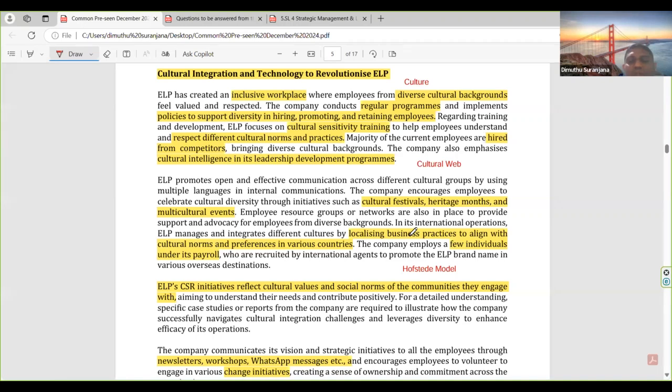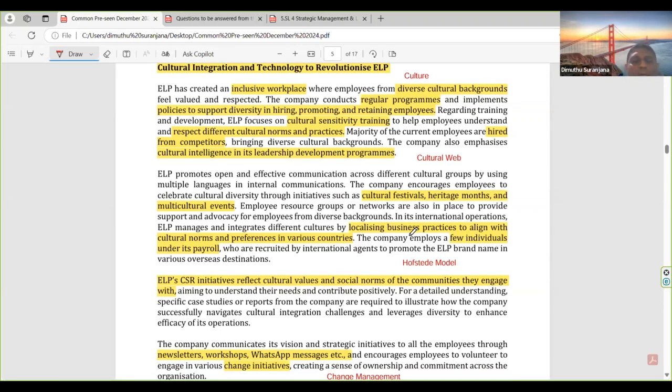The company employs a few individuals on its payroll who are recruited by international agents to promote the ELP brand in various overseas destinations. So probably the Hofstede model may be tested from the internationalization topic. That talks about different countries. So you have to do analysis relevant to that Hofstede model also.